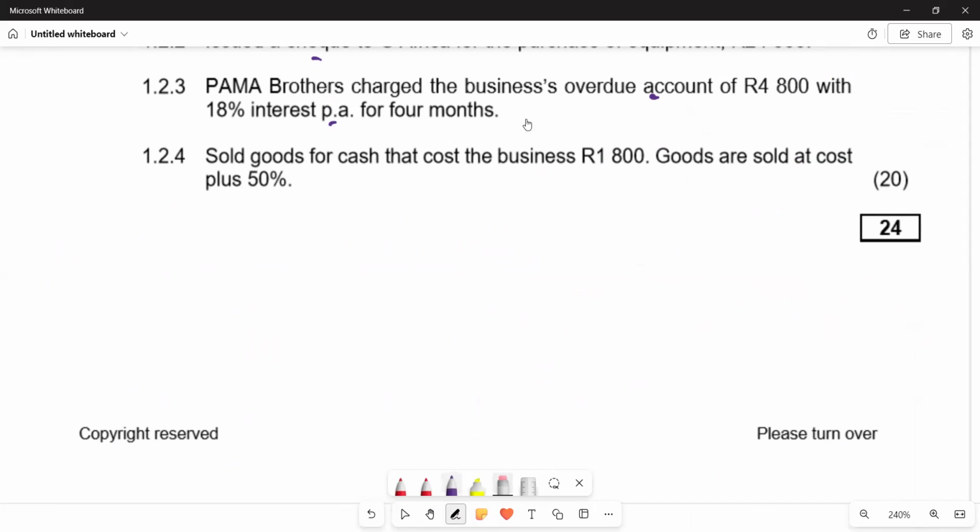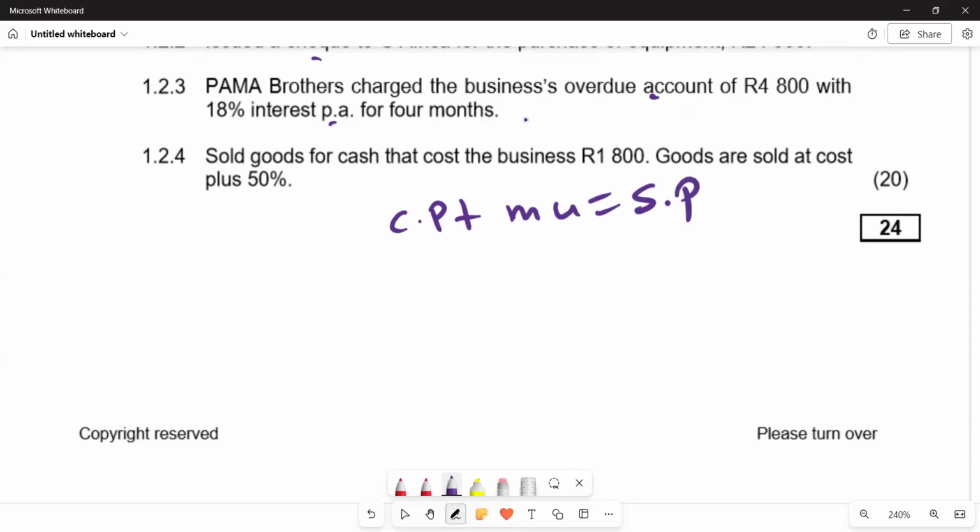So we got there on 1.2.4, which is saying sold goods for cash that cost the business 1,800 rands. Goods are sold at cost plus 50%. So the cost price is 1,800. Remember, when we say cost price plus a markup, we're going to get our selling price.